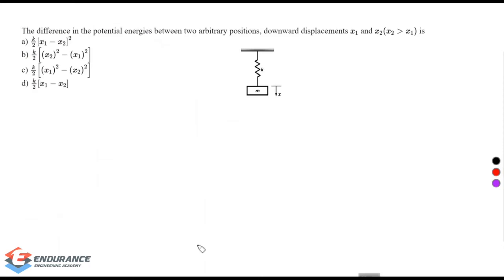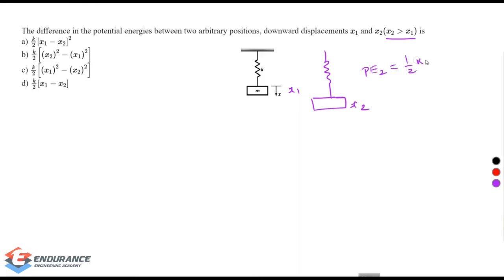Right, so next question. The difference in the potential energies between two arbitrary positions. It's a very simple question. Suppose this is x1, and after some time it gets deflected to some other position x2. Now obviously x2 is greater than x1. So when it was displaced by an amount of x2, what is going to be my potential energy 2?